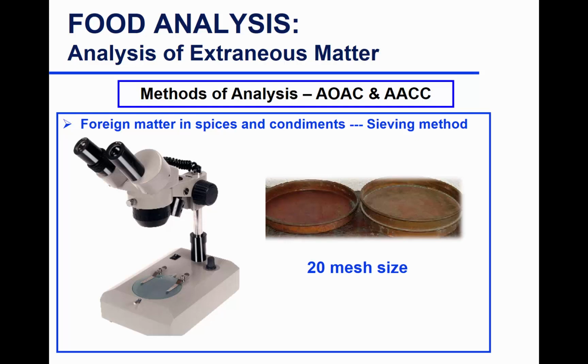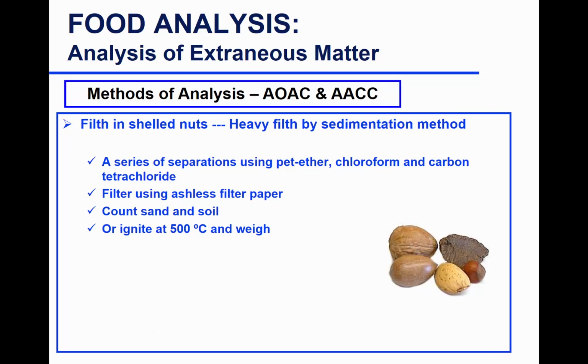I'll give you a few examples of methods. This is an AOAC and AACCI method for extraneous matter in spices and condiments. Since they are in powdered form, you basically filter them through sieves with a 20 mesh size, and then you take whatever is left on the mesh and look at it under the microscope so that you can distinguish the filth and count it. That's pretty easy and straightforward.